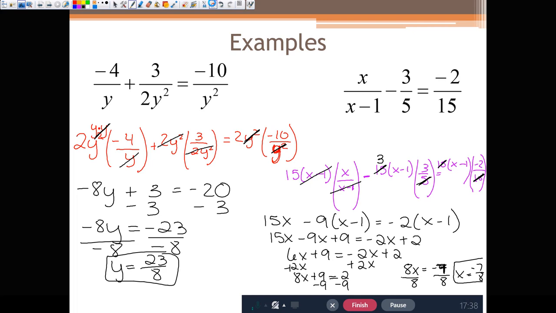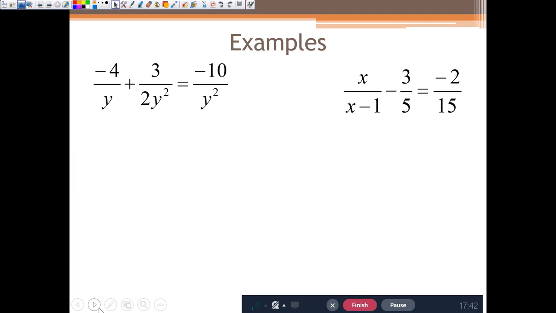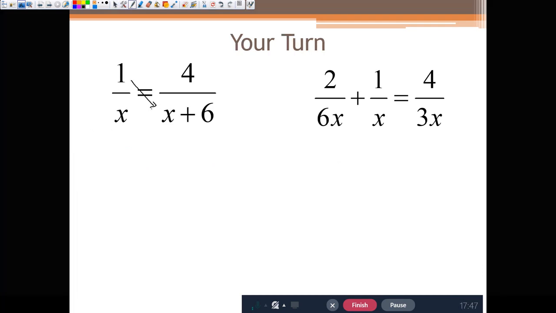Okay, let's try the next, your turn, so we can do them together. Alright. 1 times x plus 6 is just going to be x plus 6, right? Anything times 1 is itself. X times 4 is 4x. Subtract x from both sides, and I get 3x equals 6. Divide by 3. X equals 2.